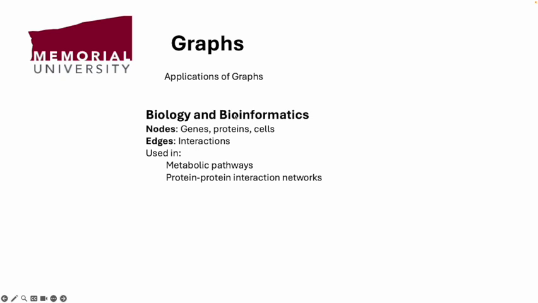Biology, bioinformatics: we can define the vertex as genes, proteins or cells, whatever target you want to research, and build the edges as interactions. Different genes interact, different proteins link up with genes, and cells are built up by different proteins. It's used for metabolic pathways and protein-to-protein interaction networks. Research uses graphs a lot.